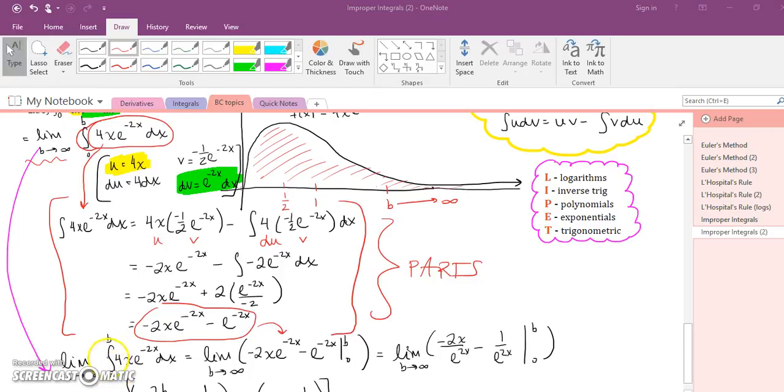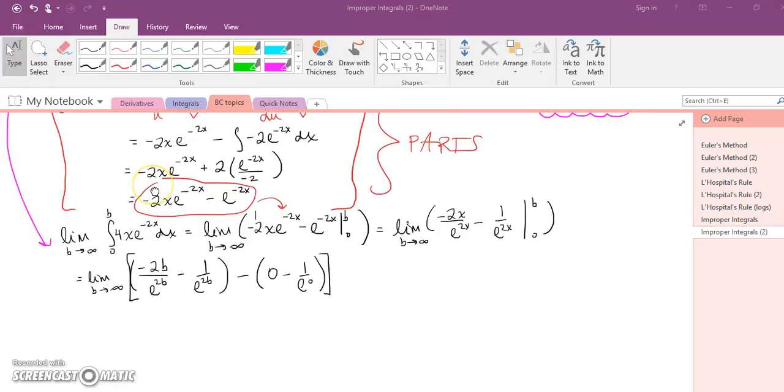Remember, we're sending b to infinity here. So now what I'm going to do is, where's my cursor? I rewrote it so there's no negative exponents. That's this step right here. And then I actually plugged b in for all my x's. I plugged 0 in for all my x's. Limit is still coming along for the ride. I have not done the limit yet. It's only after you plug in your limits of integration that you're actually going to take the limit.